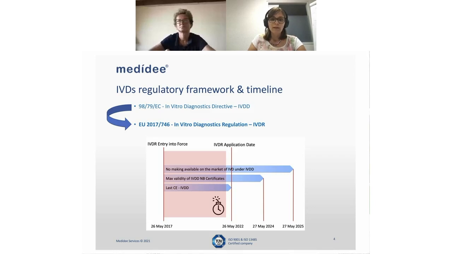2022, the last CE certificate under the IVDD can be delivered, and then from then on it's going to be under the regulation. The last valid certificate under the IVDD will expire in 2024, and then 1 year later all devices that will be placed on the market will need to be certified under the regulation.